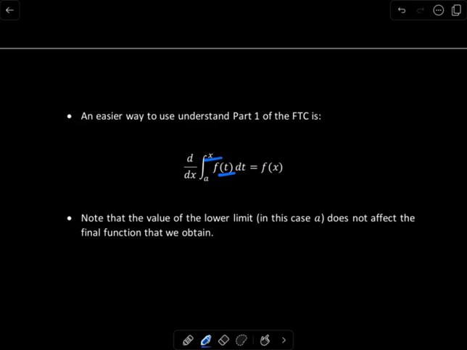Another thing to note is that the value of the lower limit, in this case a, does not affect the final function that we obtain. So that's an easy way to remember FTC part 1.